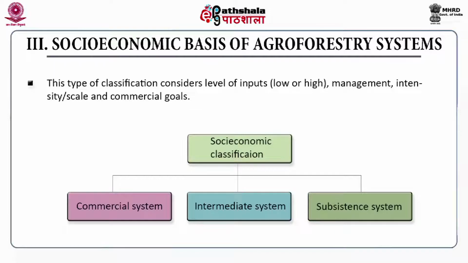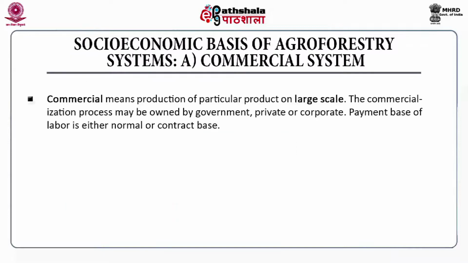This type of classification considers level of outputs. This level can be low or high, management, intensity scale and commercial goals. Socio-economic basis of agroforestry systems. Now, this type of classification involves commercial system. Commercial means production of a particular product on a commercial or large scale. The commercialization process may be owned by government, private or corporate institutes.